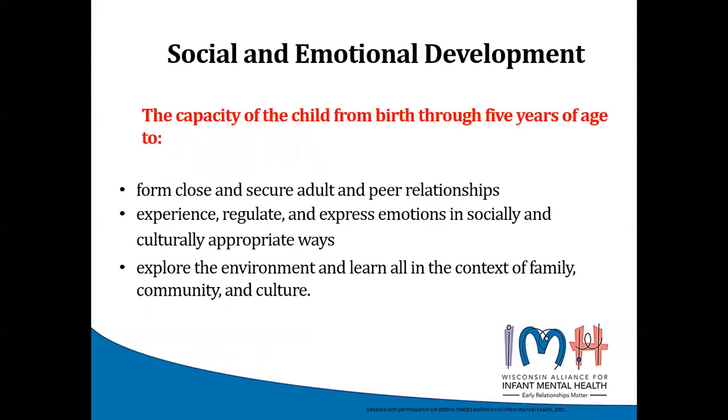Social and emotional development overall really is the capacity of the child from birth through 5 years of age to be able to form close and secure relationships with adults and peers, experience, regulate, and express emotions in a socially and culturally appropriate way, explore the environment, and learn, all in the context of family, community, and culture.